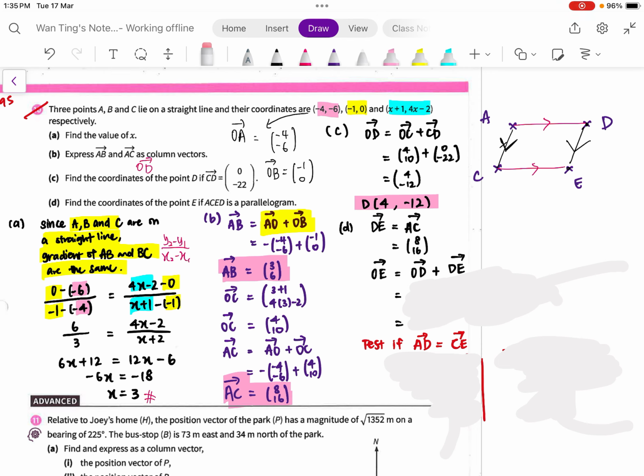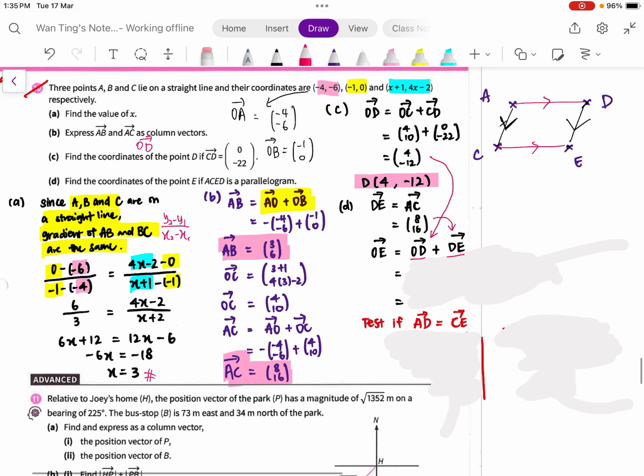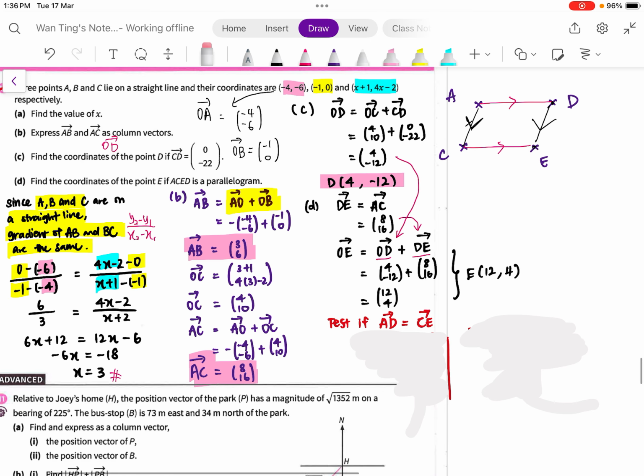And how do I find OE when I already have DE? Since I already have OD, I'm using OD plus DE. OD is found in part C. DE is here. So with that, put in the coordinates, put in the numbers, you'll get OE as (12, 4). So with that, we can actually test. So I have my (12, 4).